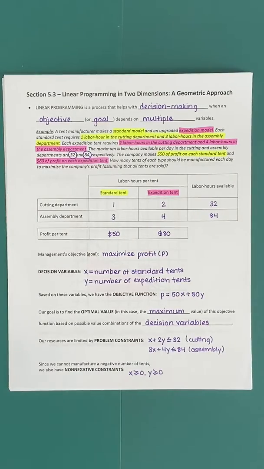In this video, we're going to introduce the idea of linear programming in two dimensions, in other words, with two variables. So linear programming is a process that helps with decision making when an objective, or we can think of an objective as a goal, depends on multiple variables. So essentially think of it as an optimization problem. We have some variables in the problem. We're trying to determine the combination of values those variables would take on in order to optimize a situation.